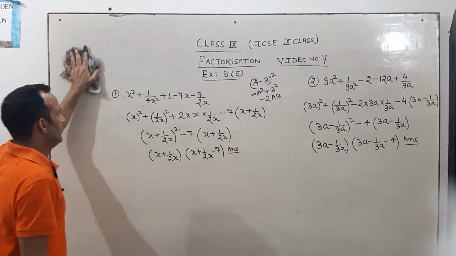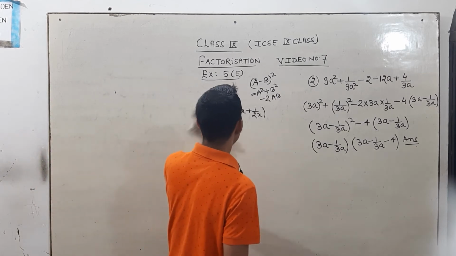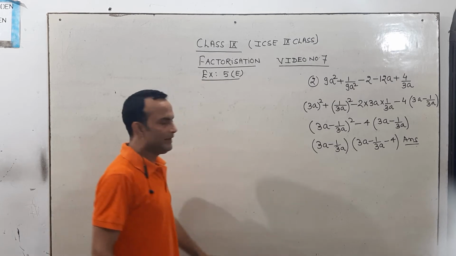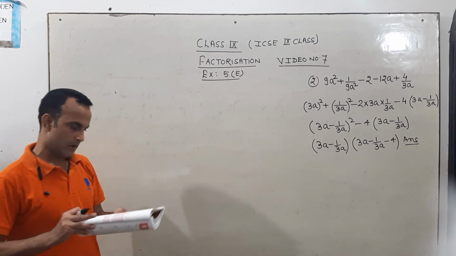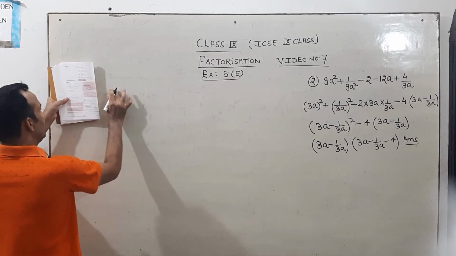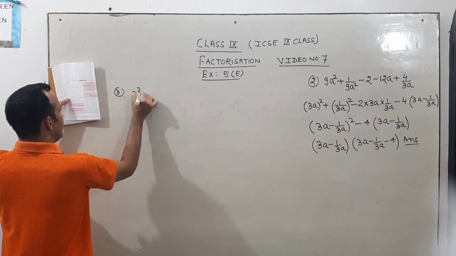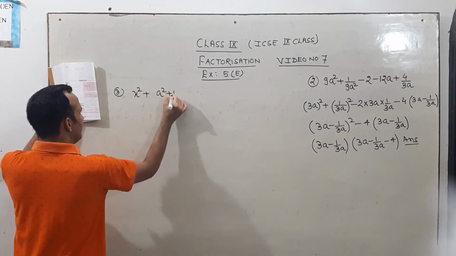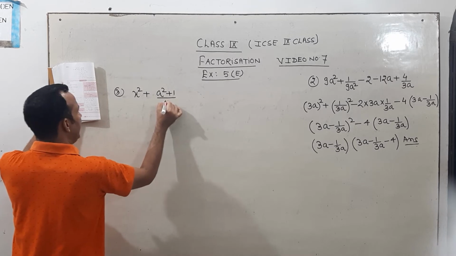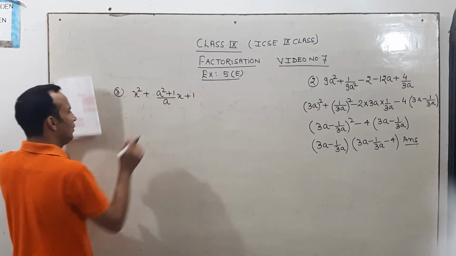Now see problem number 3. My dear students, please copy these solutions properly in your fair copy. Third problem. x square plus a square plus 1 upon a into x plus 1. Okay?